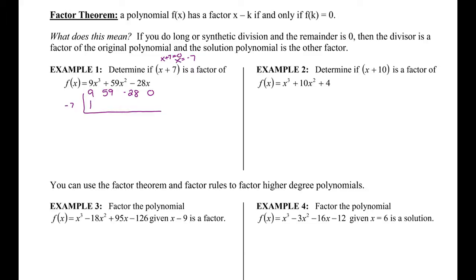Then we're going to go through the process of synthetic division. So I bring down the 9. We multiply and add, multiply, add, multiply, and add. We're checking to make sure we get a remainder of 0, which we do. So this confirms that x plus 7 is a factor.